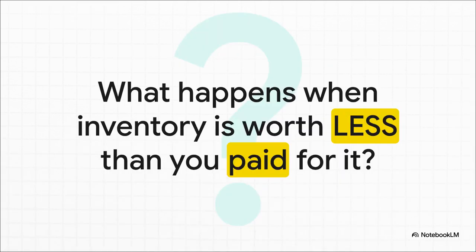So picture this. You're running a business, right? You've got shelves full of inventory you paid good money for. But then something happens. Maybe it gets a little damaged, or a new model makes it obsolete, or heck, maybe prices just tanked. Suddenly, it's not worth what you paid. So what do you do? How do you account for that loss? Well, that's the exact problem the LCM rule is built to solve.